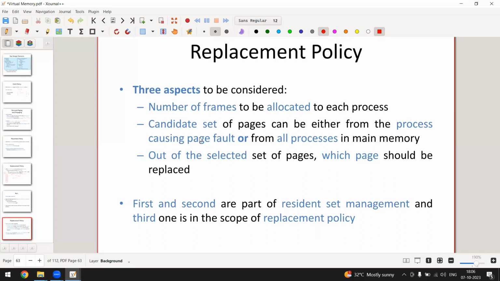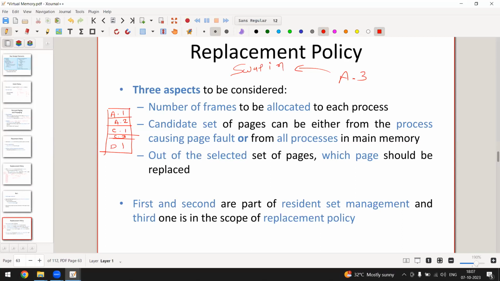As in my previous example, let's take a very simple example. Suppose you have process A's pages A.1, A.2, then C.1, C.3, and D.1. This is your main memory. A means process A, and 1 means page number 1. Now let's say you want to swap in A.3.